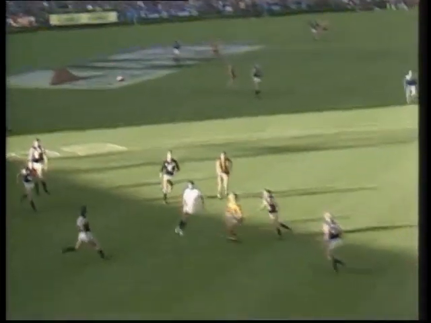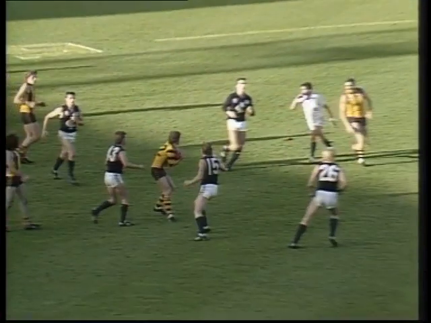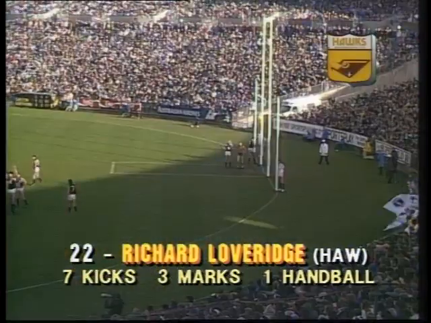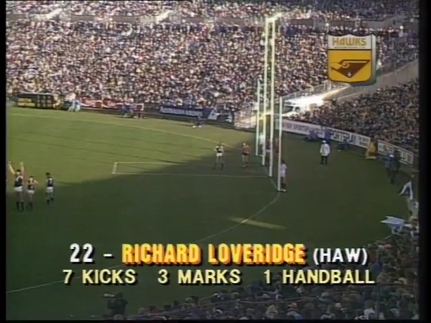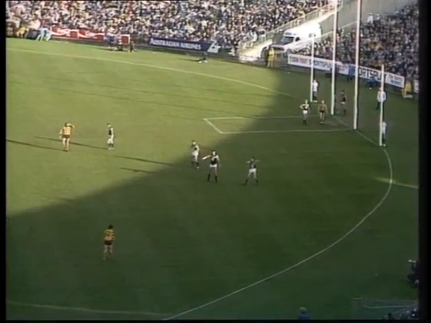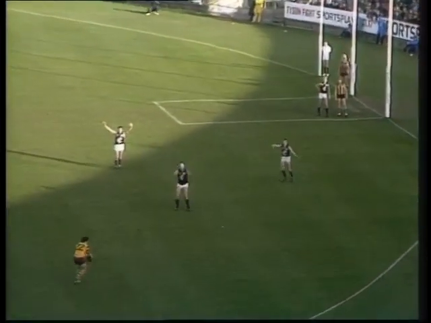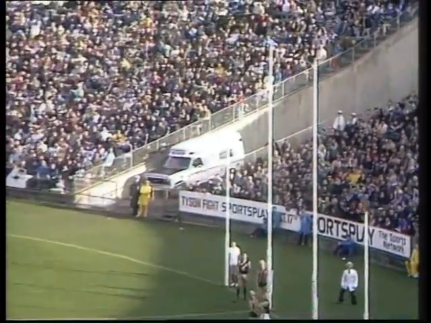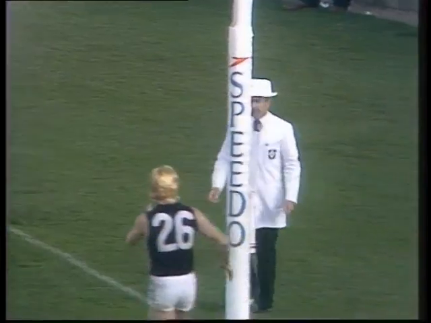We see Brereton's kick come forward and Richard Loveridge getting away from Bernie Evans. The number 22 for the Hawks came on the ground after half-time. So Richard Loveridge goes goalward. It's a nice-looking kick. It's a goal. Well, a lovely pressure goal that by Richard Loveridge.